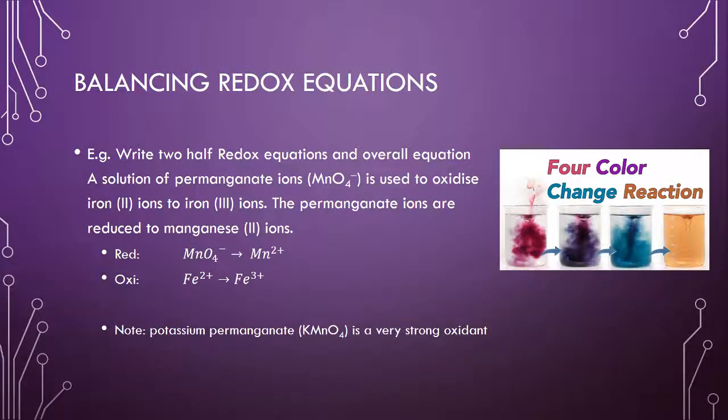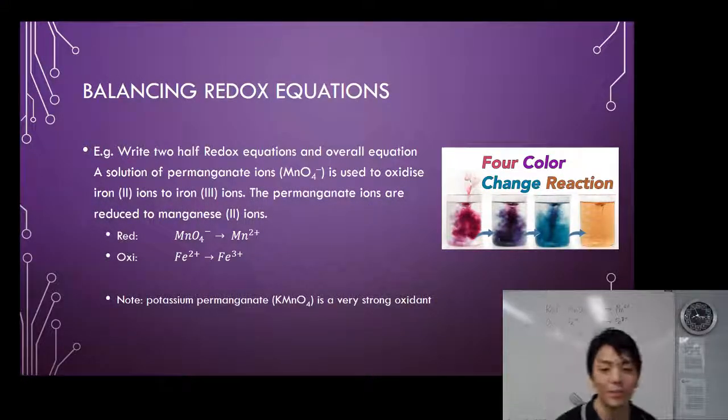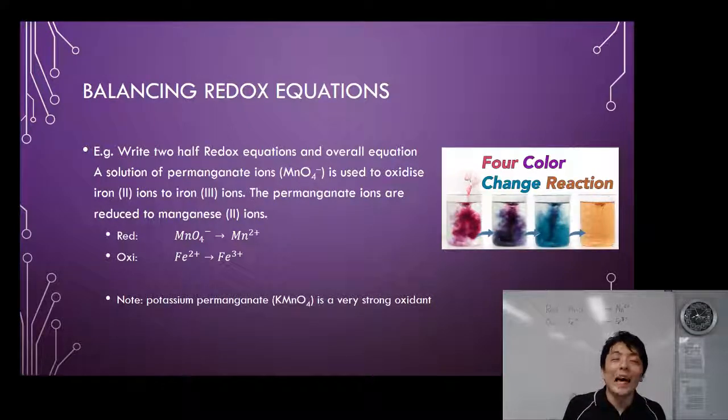So here is the context. In this example, I would like you to write two balanced half redox equations and combine those two later on to write the overall redox chemical equation. The context is a solution of permanganate ion, which is MnO4 minus, used to oxidize iron 2 plus into iron 3 plus. The permanganate ion is reduced to manganese 2 plus ions. Now, reduction is something that you can see as MnO4 minus becoming Mn2 plus, and Fe2 plus is now becoming Fe3 plus.